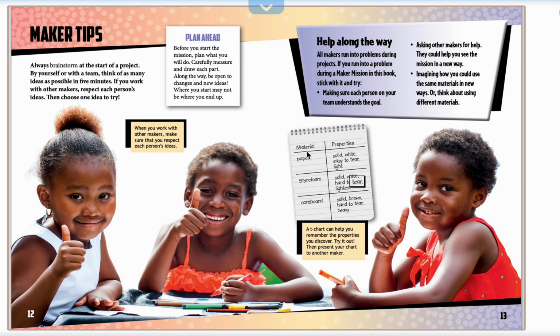Here are some other properties, as you can see here. Paper could be solid, white, easy to tear, and light. Styrofoam could be solid, white, hard to tear, but even lighter. Cardboard is solid, brown, hard to tear, and heavy. So when you think about the properties of an object, think about some of those things.